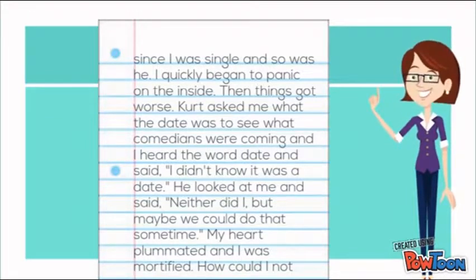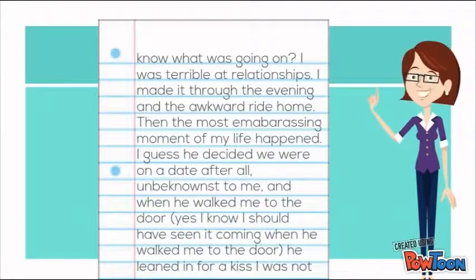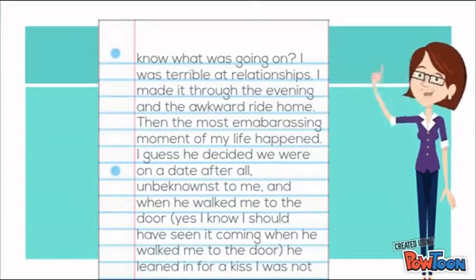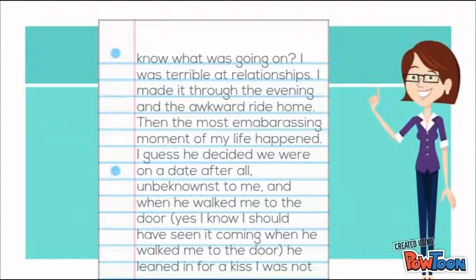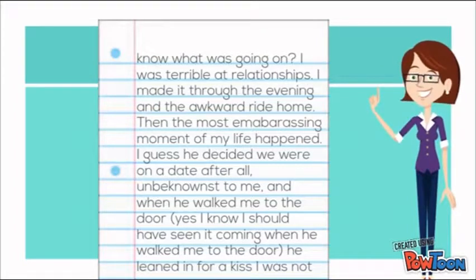My heart plummeted, and I was mortified. How could I not know what was going on? I was terrible at relationships. I made it through the evening and the awkward ride home. The most embarrassing moment of my life happened. I guess he decided we were on a date after all, unbeknownst to me. And when he walked me to my door, yes, I know, I should have seen it coming when he walked me to my door. He leaned in for a kiss, and I was not prepared.